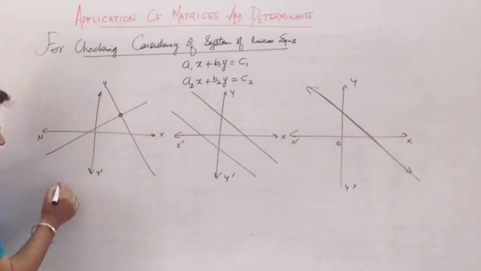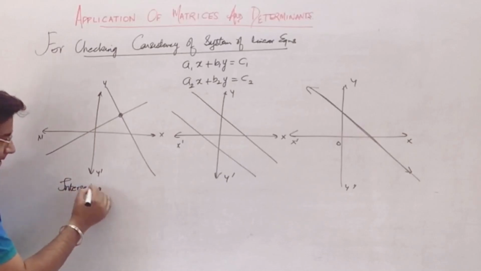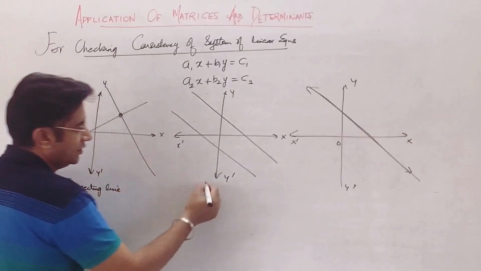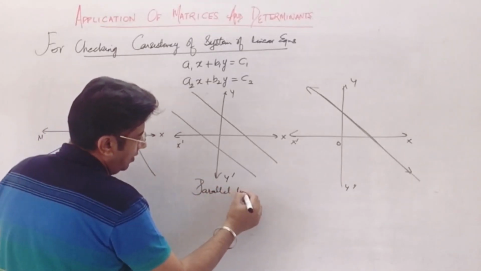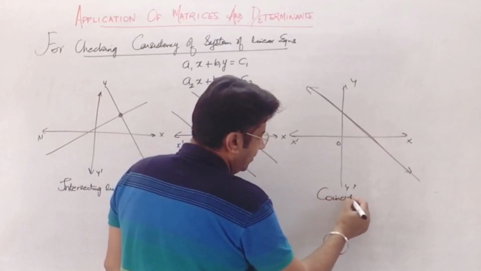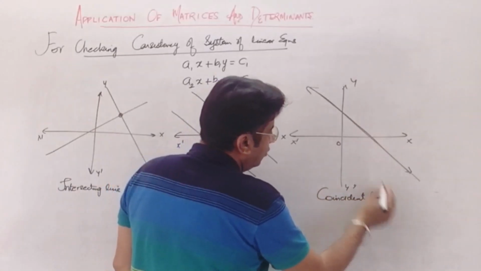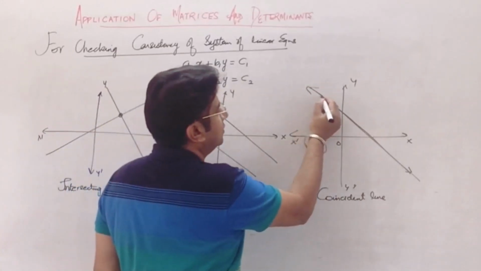These pair of lines are called intersecting lines. These are parallel lines, and these are coincident lines. Both the lines are overlapping with each other. They have the same set of solutions.